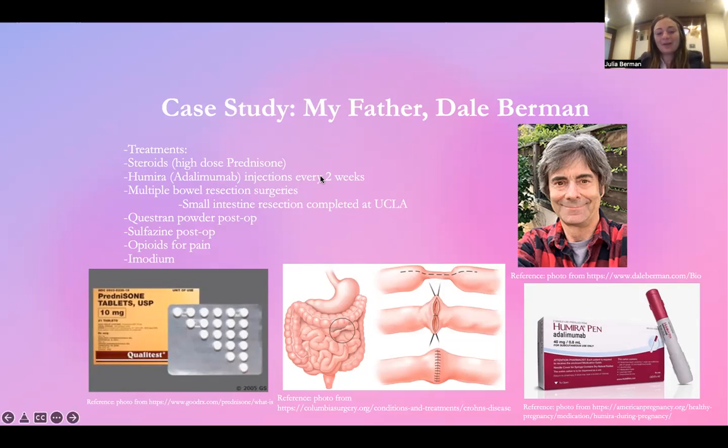So after his diagnosis and the initial surgeries, he was put on steroid treatment, high dose prednisone for the inflammation, and Humira injections every 2 weeks that he has to take to continue the immunosuppressant effects.